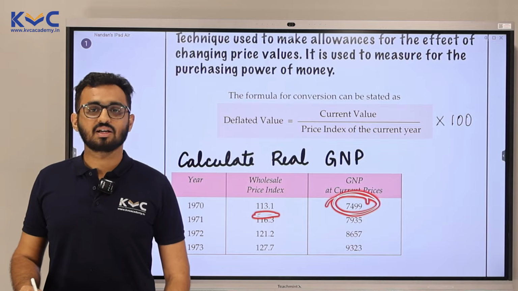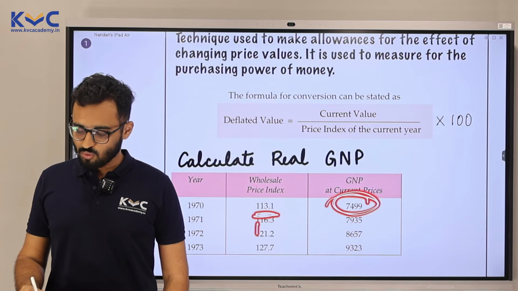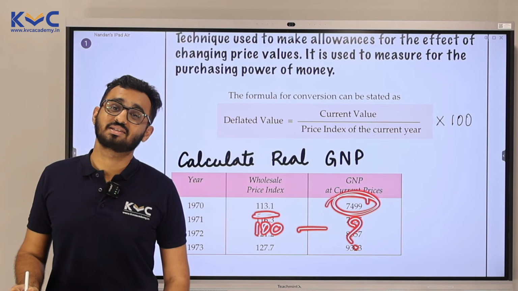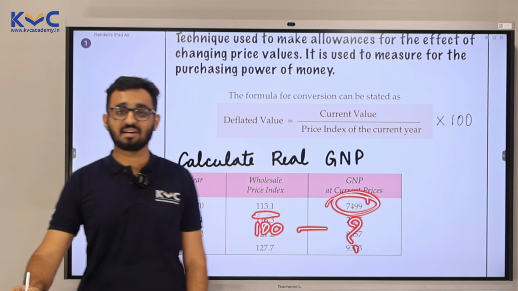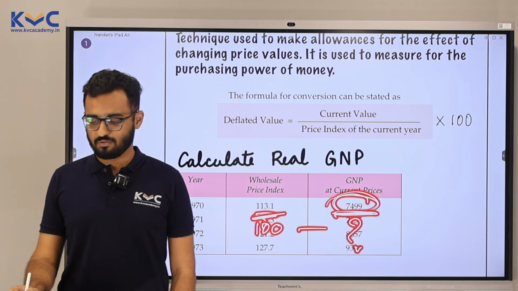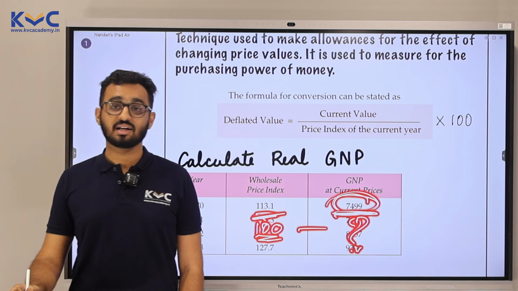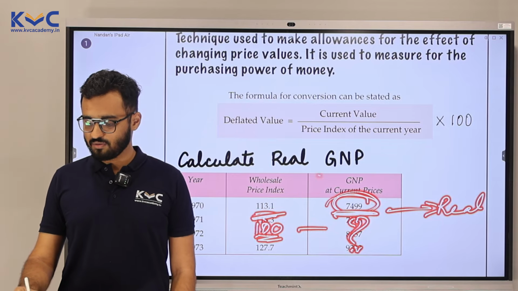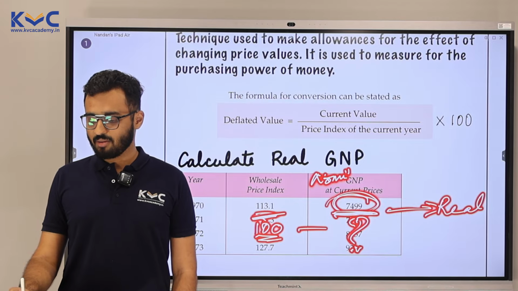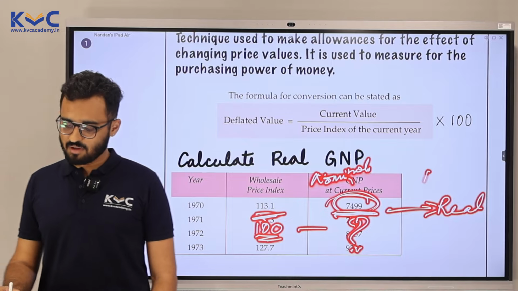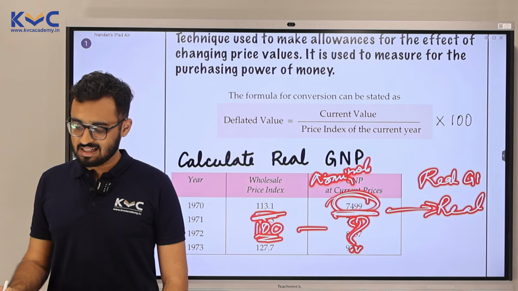7499 is when it is 113.1. So what is it when it is 100? Common sense, I told you, right? Common sense in cross multiplication. Those two things are enough for index numbers. So if 113.1 gives you 7499, what is 100? That is what we'll get as the real GNP. So what we have here is called nominal GNP. Okay, these are economics terms. So nominal GNP, we are converting them into real GNP.